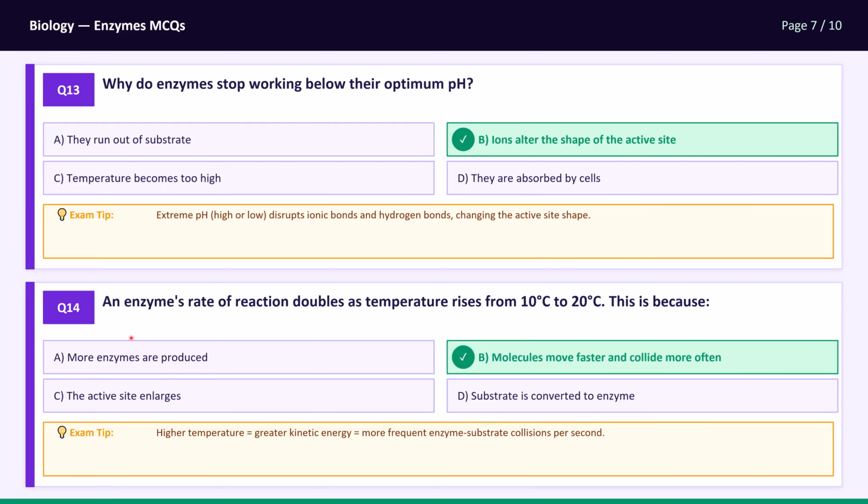Question 14. An enzyme's rate of reaction doubles as temperature rises from 10 degrees centigrade to 20 degrees centigrade. This is because option A, more enzymes are produced. Option B, molecules move faster and collide more often. Option C, the active site enlarges. Option D, substrate is converted to enzymes. And the correct option is option B, molecules move faster and collide more often. Exam tip: higher temperature equals greater kinetic energy, leading to more frequent enzyme-substrate collisions per second.